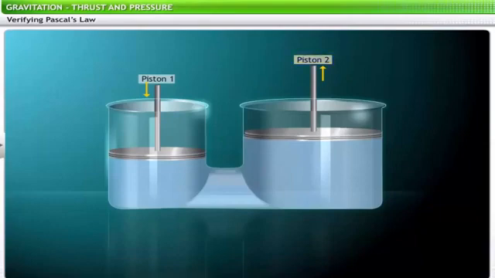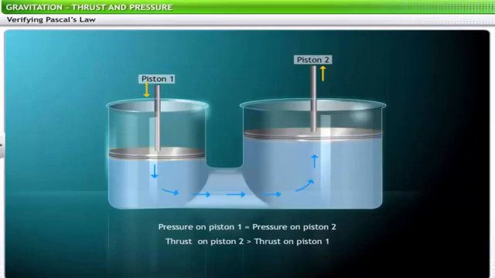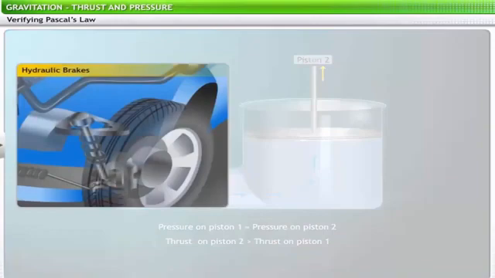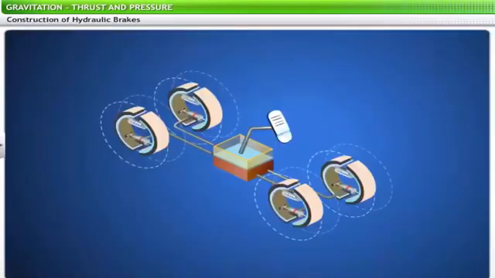Thus, the increase in pressure through piston 1 is conveyed undiminished through the liquid to piston 2. As the area of cross-section of piston 2 is greater than that of piston 1, the thrust exerted on piston 2 is greater than that on piston 1. Hydraulic brakes as well as air brakes operate on the same principle. Let's see how this principle is applied in the construction of hydraulic brakes.